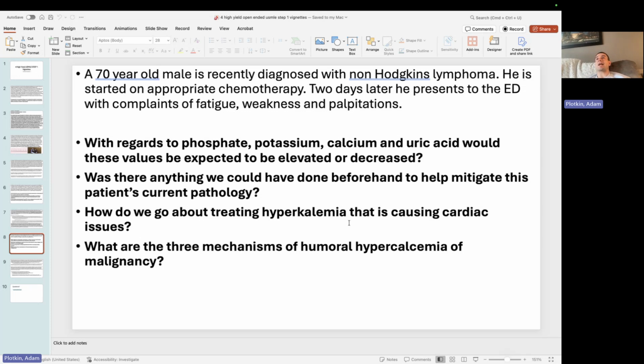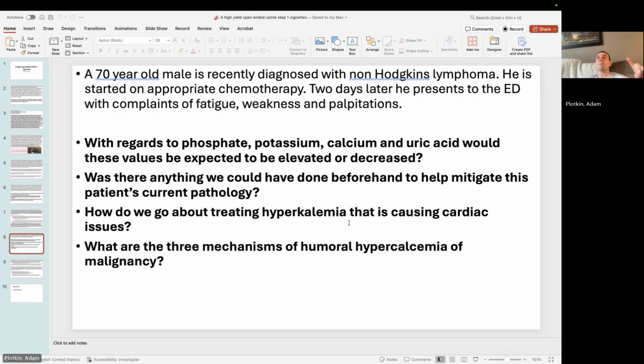1-alpha hydroxylase is the enzyme that takes 25-OHD, the stored form of vitamin D in my liver, and converts it to 1,25-OHD, which is the metabolically active form of vitamin D that goes to the gut and increases calcium reabsorption. So overall, parathyroid hormone increases serum calcium and decreases serum phosphate.